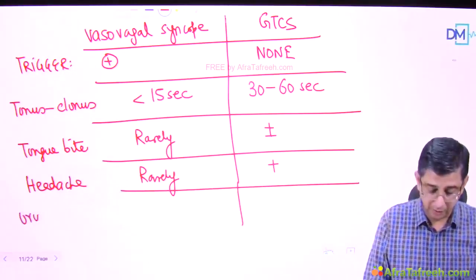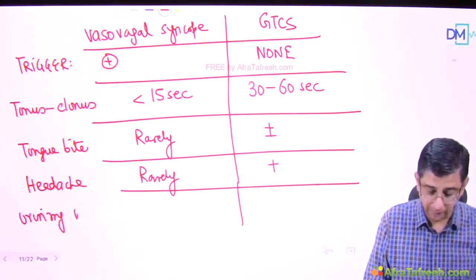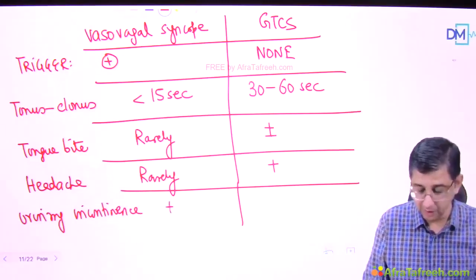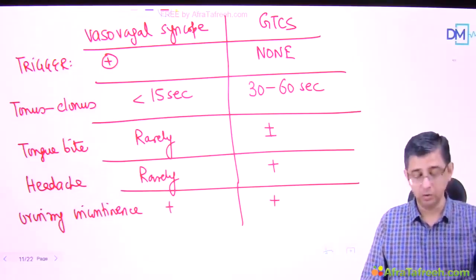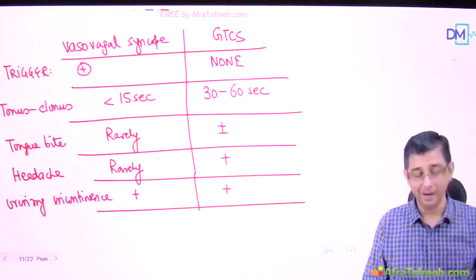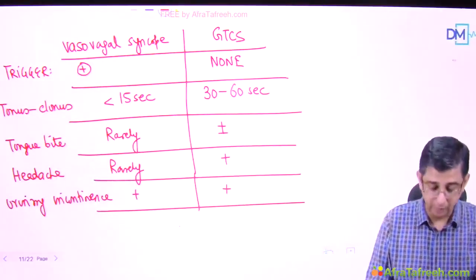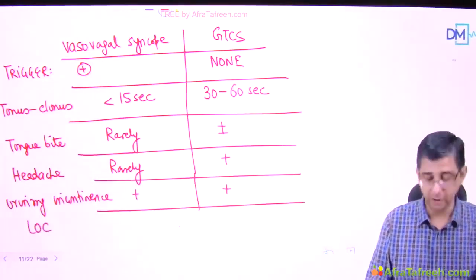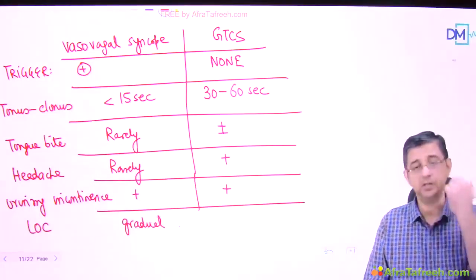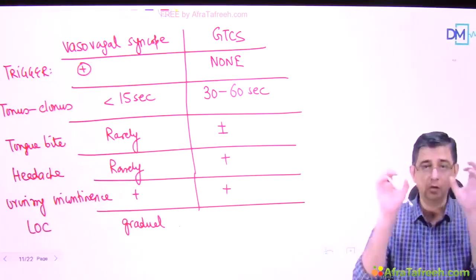Urinary incontinence is a feature which is again seen in both of them. The objective of discussion is to tell you, because the question will say that all of the features can be used to differentiate between the two, except please understand that in vasovagal syncope, when it comes to loss of consciousness in a patient, it will always be a gradual onset loss of consciousness, because as the blood supply to brain will decrease, there would be tunneling of the vision of the patient.